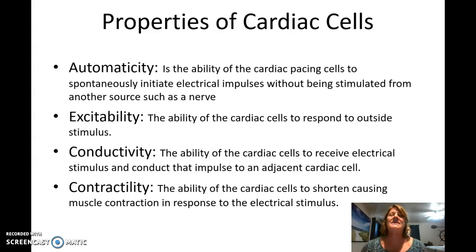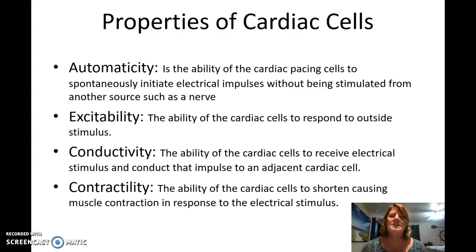Then our heart has excitability. It can respond to outside stimulus. You have nerve innervation that comes to your heart muscle. And when you get excited, when you get nervous, when you're scared, nerve stimulation can cause some excitement to the heart and cause it to respond.